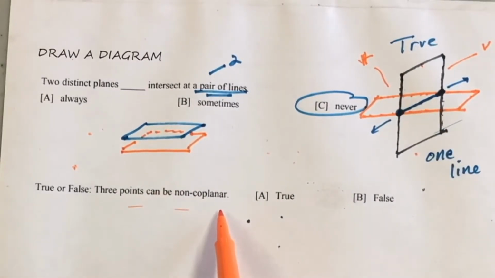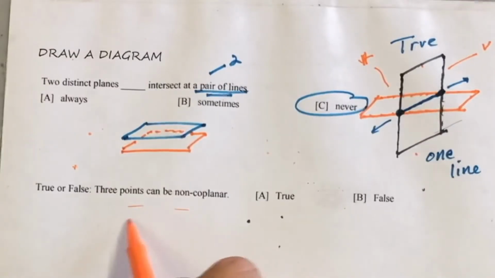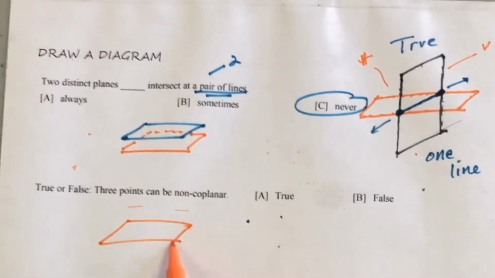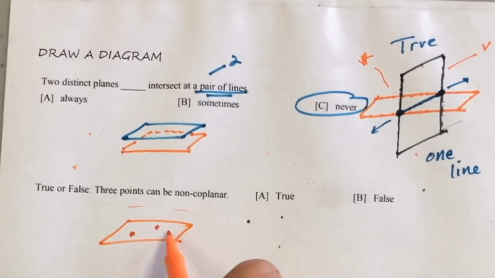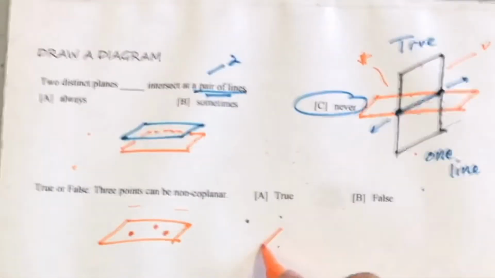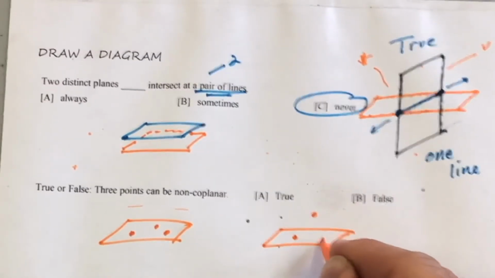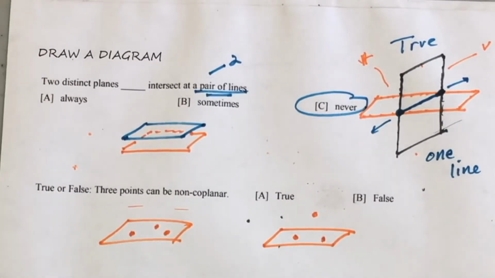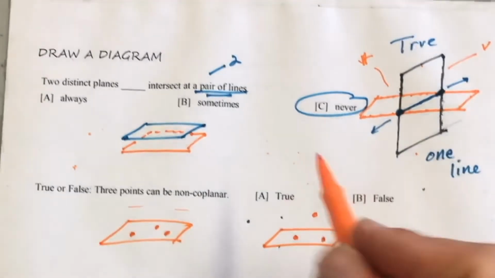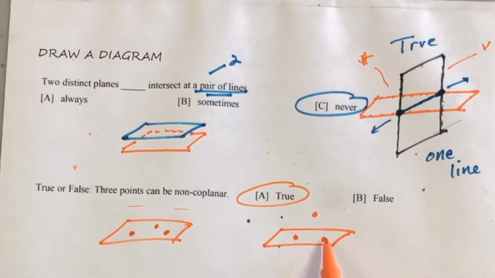3 points can be non-coplanar. Another little example at the end here. Yes, I could draw 3 points to be coplanar, and I could draw them to be non-coplanar. So 3 points can be non-coplanar. So we could say this is true here. Yes, they could be coplanar, but if I could draw them to be non-coplanar, we'll say this is true.